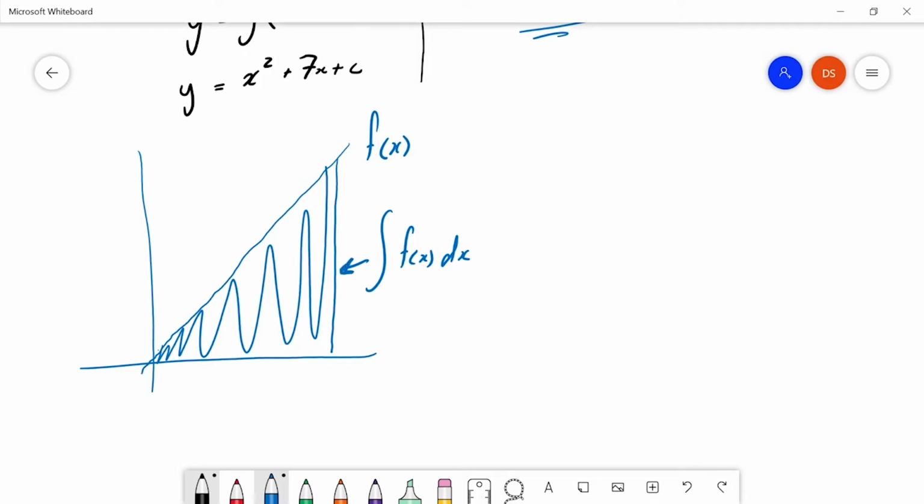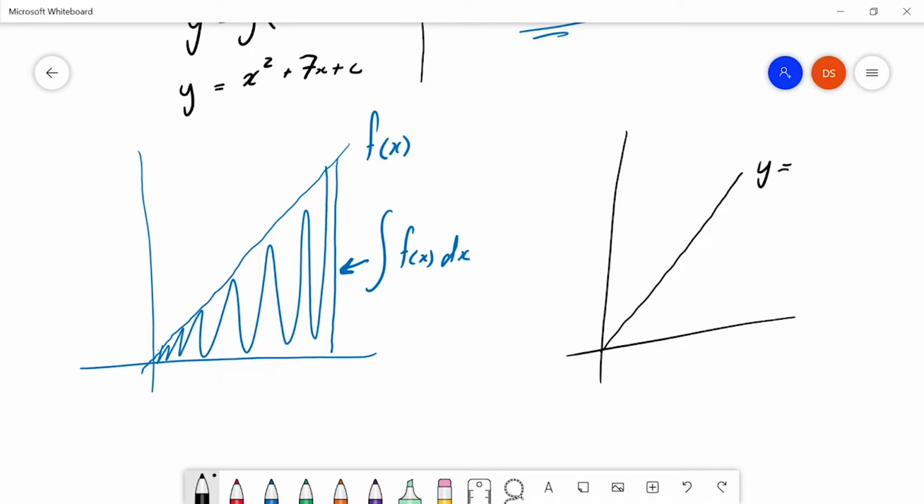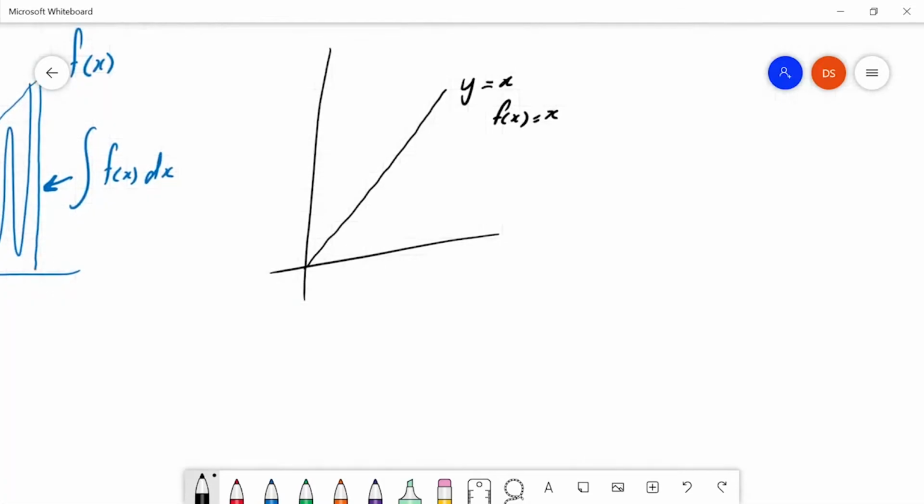So consider y equals x, a wonderful function. Wonderful drawing from me as well. So here we go. F of x is equal to x. And so let's find this integral and see what it actually is and see if we can make sense of it. Alright, so the integral of f of x dx is the integral of x dx. And what's the integral of x with respect to x? That is add 1 to the power, divide by the new power, plus c.